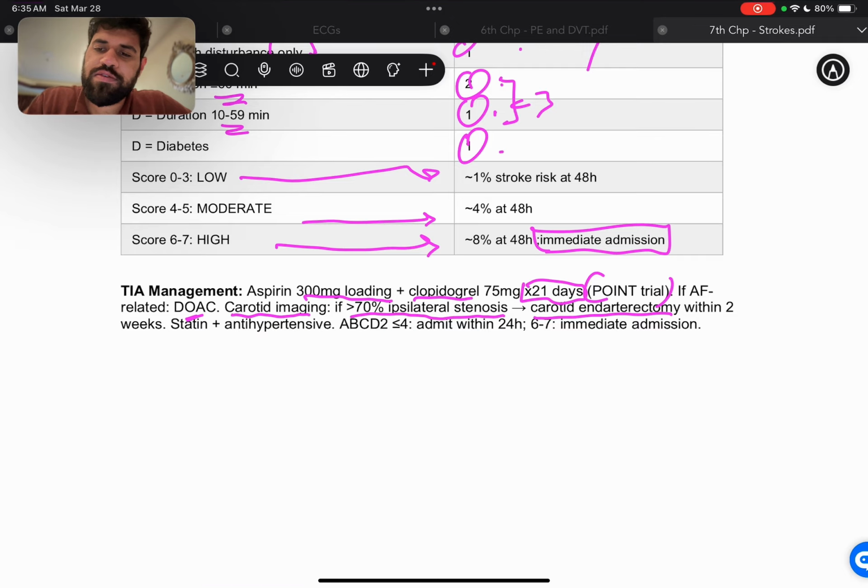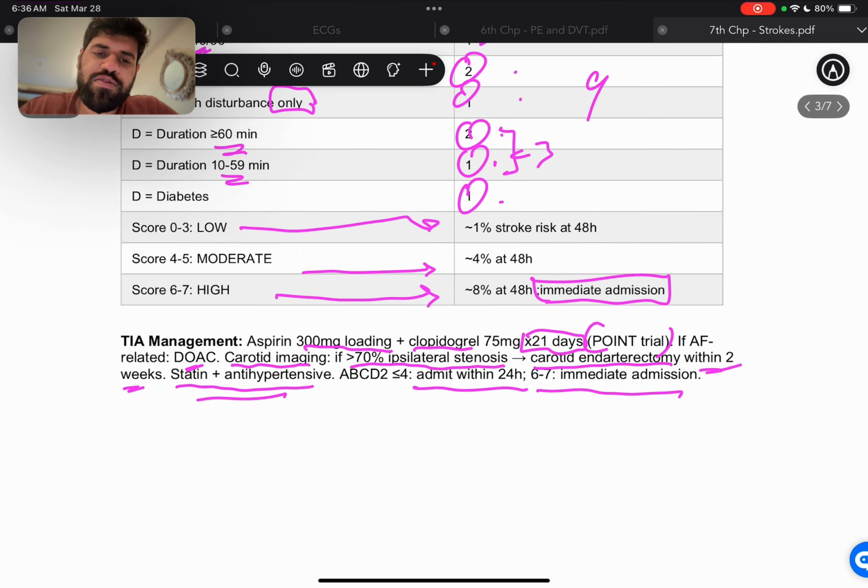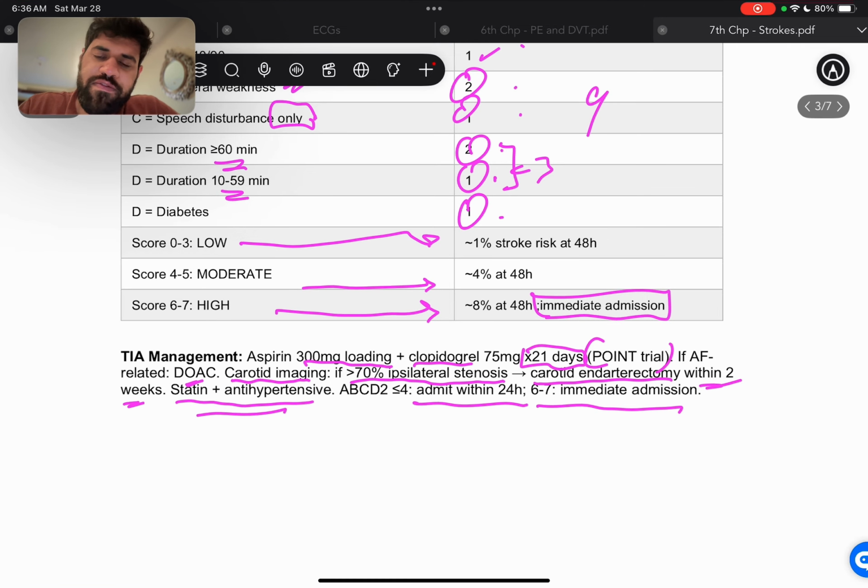endarterectomy within 2 weeks. All right, and we give statins plus antihypertensive, and ABCD if it's less than 4, we admit within 24 hours. 6 to 7, we have to do an immediate admission. All right, so let's say this is the stroke score for this patient, and it's less than or equal to 4, we need to admit within 24 hours. Whereas over this and the score is 6 to 7, we just have an immediate admission.